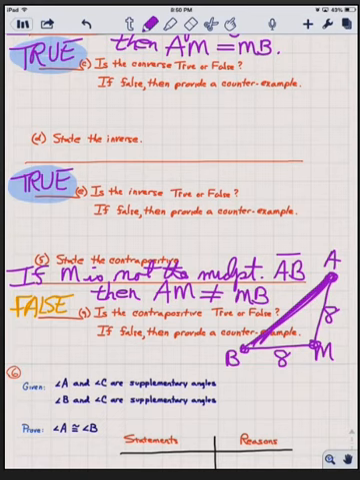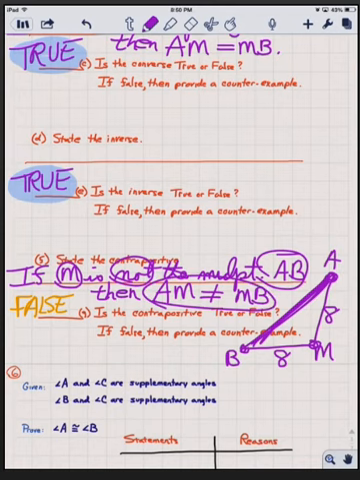I drew something that had M that is not the midpoint of segment AB, but I ended up drawing a diagram where the values AM and MB were equal. So therefore the conclusion, they have to be different, is inaccurate. So therefore that statement is false.